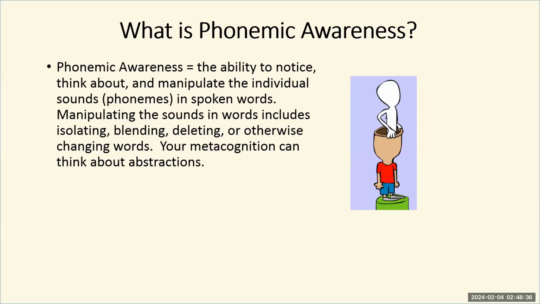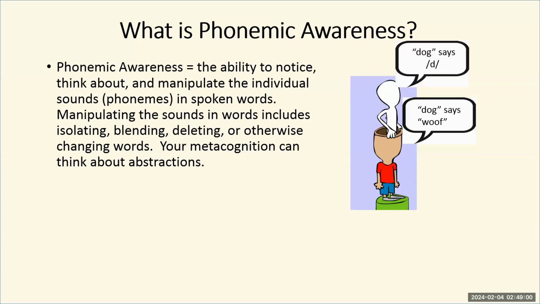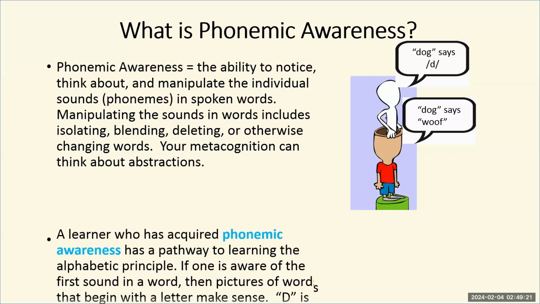So manipulating the sounds of a word includes being able to isolate, blend, delete, or otherwise change words. Your metalanguage can think about abstractions. So here's my concrete brain. It has an association between a dog and the sound that the dog makes. The dog says woof. But at the metacognitive level, now I can take the abstract word dog and I can say the word itself can have sounds. And the first sound of the word is duh. A learner who has acquired phonemic awareness has a pathway to learning the alphabetic principle.